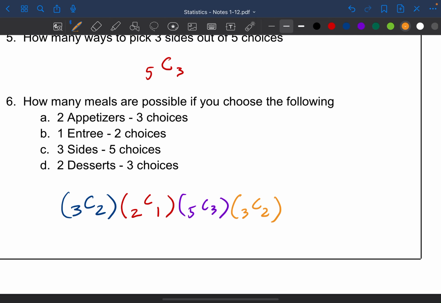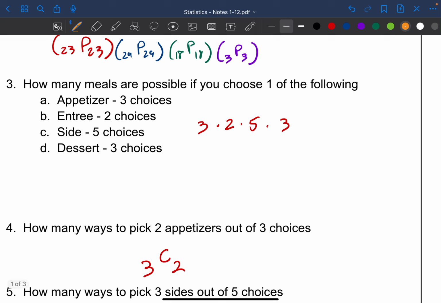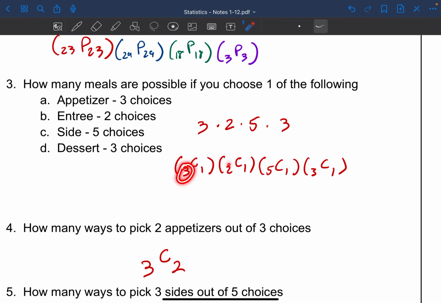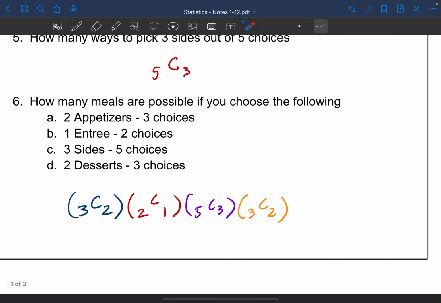Now, if I go back to the previous one that we did up here, why don't we do the same thing here? Well, actually we do. It's just we don't need to, because in each case, we're only choosing 1. So for appetizers, it's 3 choose 1. For entrees, it's 2 choose 1. For sides, it's 5 choose 1. And for desserts, it's 3 choose 1. And anytime you're only choosing 1, all you need to do is look at the number that you're choosing from, and that's the number of outcomes. But as soon as you choose more than 1, like down here, now we have to use the permutation and combination notation.